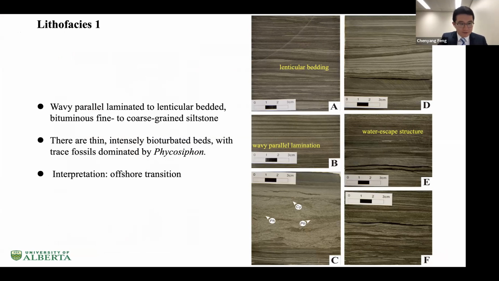Lithofacies 1 is characterized by the highest amount of bituminous finer siltstone units. It is mostly composed of wavy parallel laminated to lenticular bedded bituminous fine to coarse grained siltstone. It bears noting that there are thin, intensely bioturbated, Phycosiphon dominated beds within this lithofacies. It is interpreted that this lithofacies represents the offshore transition deposition.